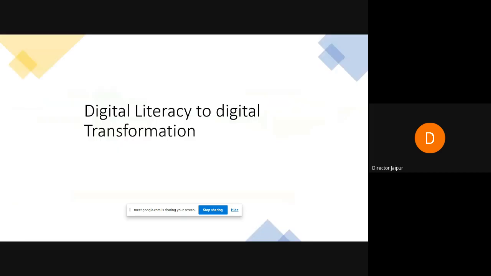Now from digital literacy to digital transformation. How can we do the digital transformation? This is a little bifurcation from our exact topic, but that is required so that you understand what digital literacy can actually do for us if we apply design thinking properly.